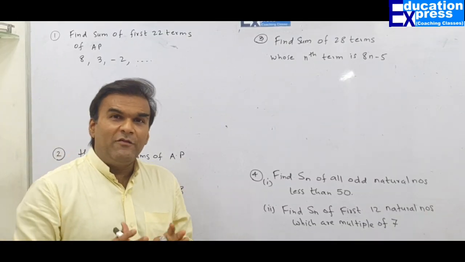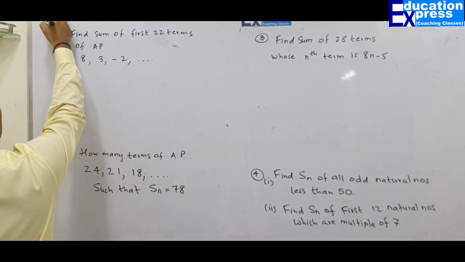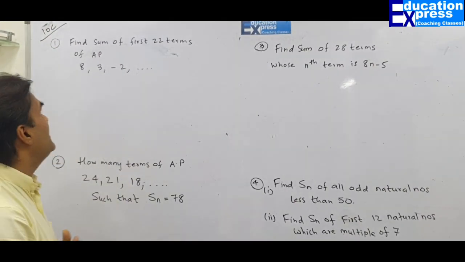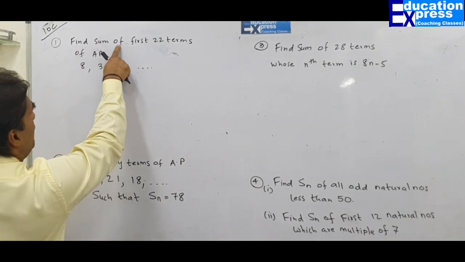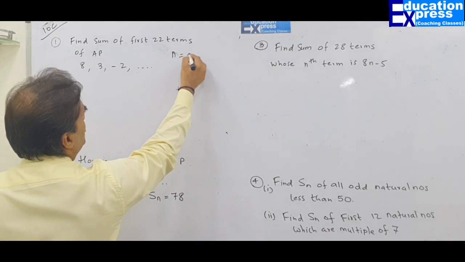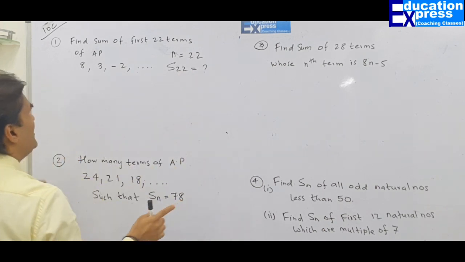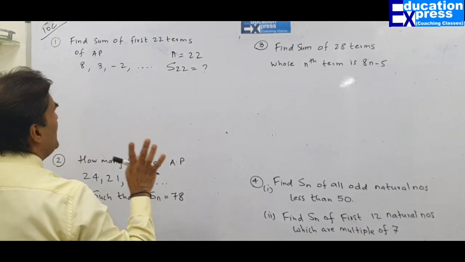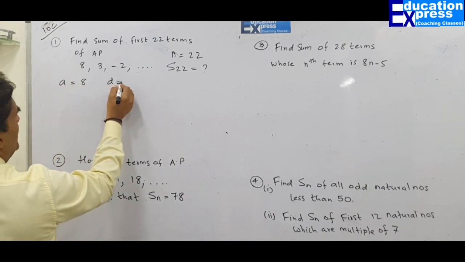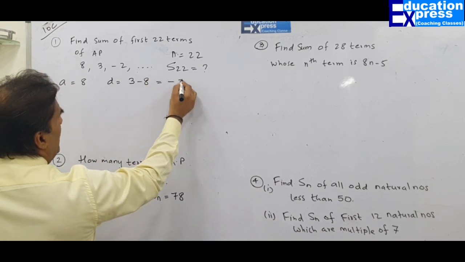So guys, we are ready with the first question of the 10C exercise, and we are also familiar with the formulas. Find the sum of the first 22 terms. That means n becomes 22 and I have to find S22, for this series. First thing is to find A. So A is going to be 8. What about D? D is always the second term minus the first term: 3 minus 8, which is minus 5.